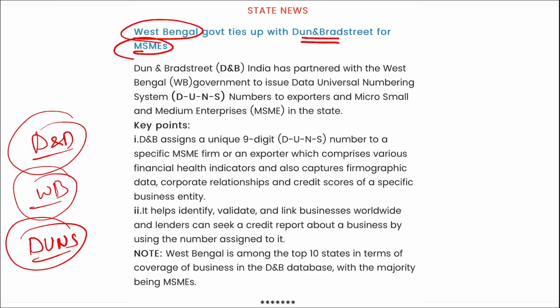So coming back, remember West Bengal is among the top 10 states in terms of coverage of businesses in the Dun & Bradstreet database, with the majority being MSMEs. So coming back, it is Dun & Bradstreet India and West Bengal. They have tied up with which company for MSMEs? It is your Dun & Bradstreet for MSMEs.